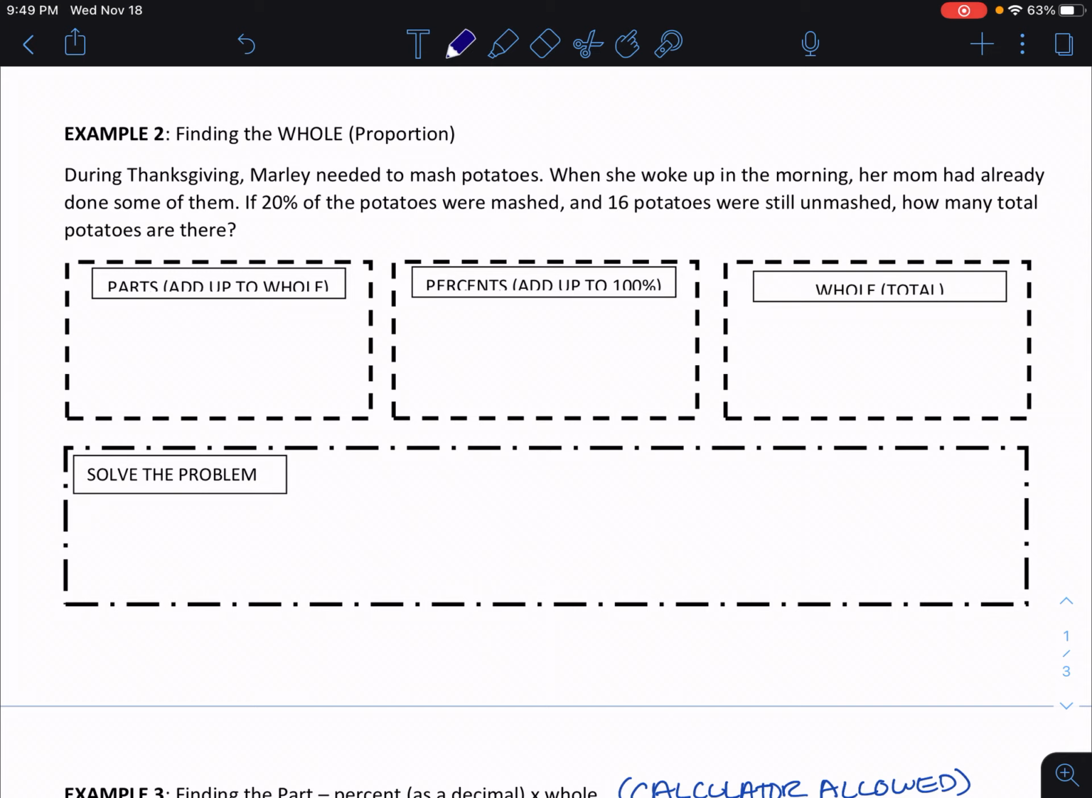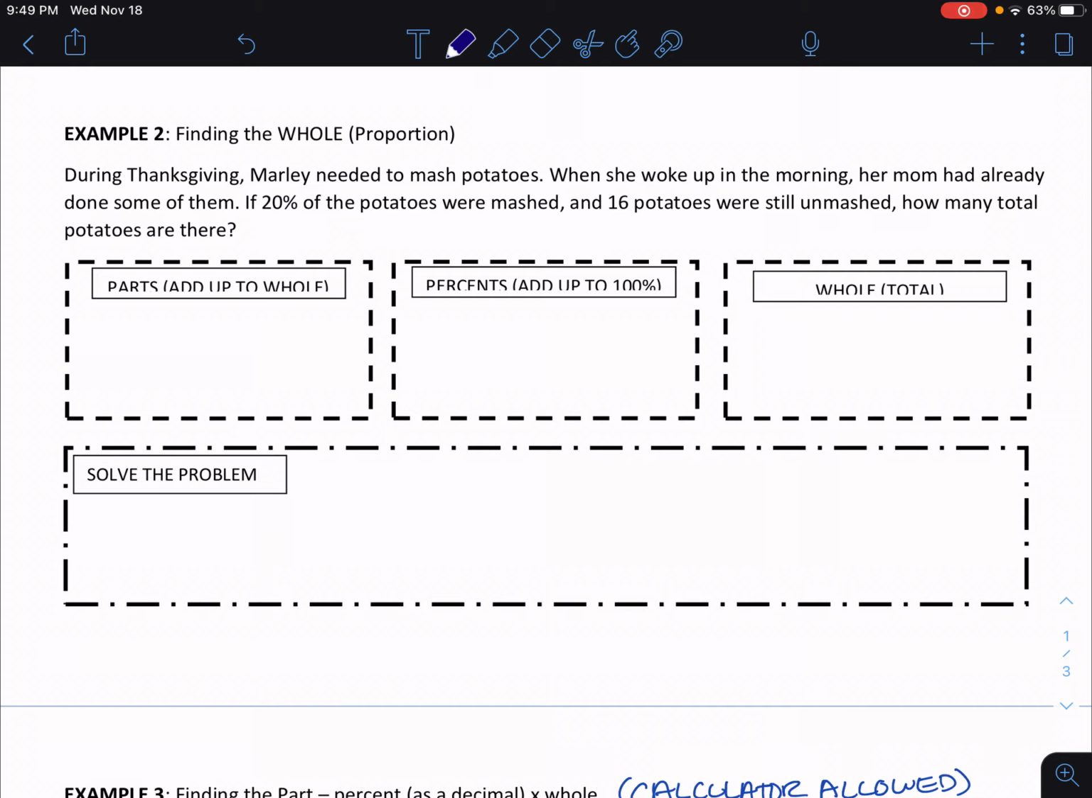Example 2 is finding the whole. So we're going to use the percent proportion. Again, we're going to identify the parts and the percents and what our whole is. We're going to place our numbers and then our question mark. We're going to highlight what we're going to use, and then we're going to solve our problem.